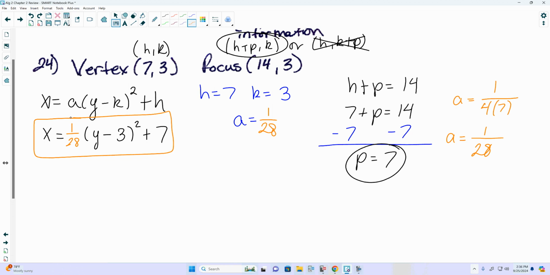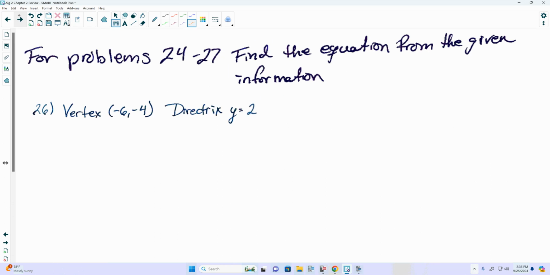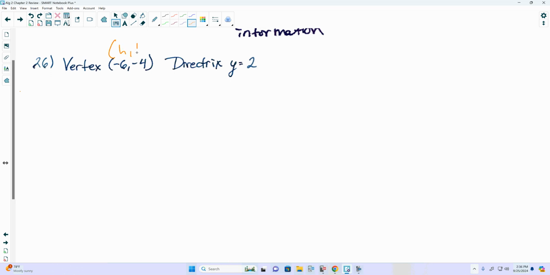All right, let's look at one with a directrix. We'll do this one here. Vertex is still H, K. Now we have two equations for the directrix. One of them is x equals h minus p. The other is y equals k minus p. Here it told us the directrix is y equals. So it has to be the y equals k minus p. It also means the general form is y equals a times x minus h squared plus k.